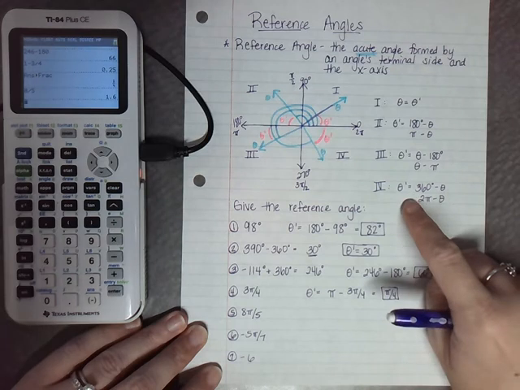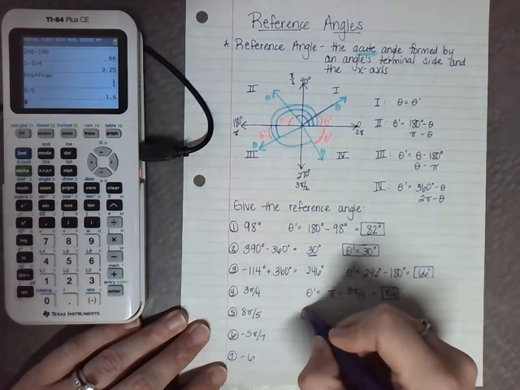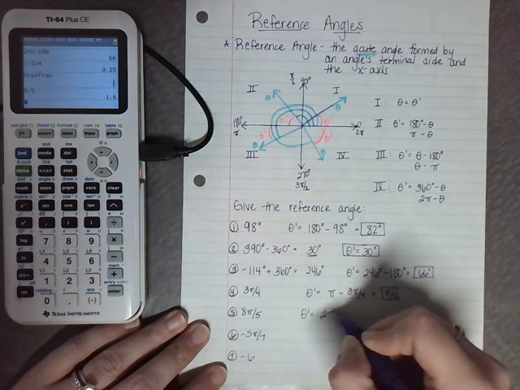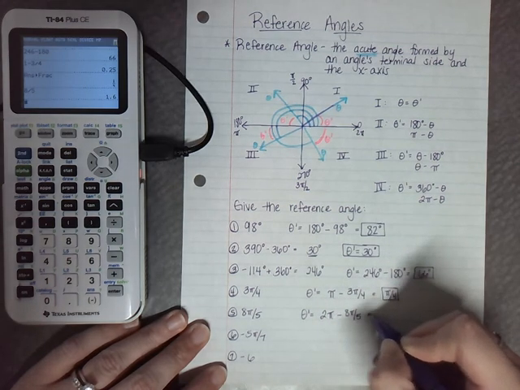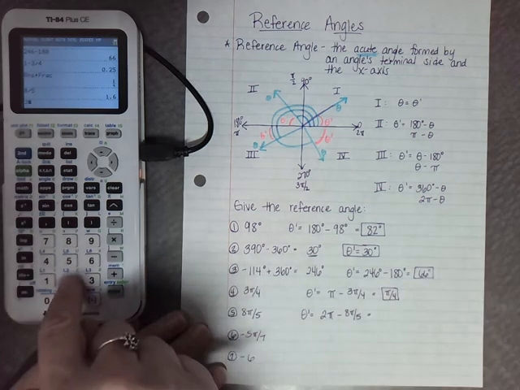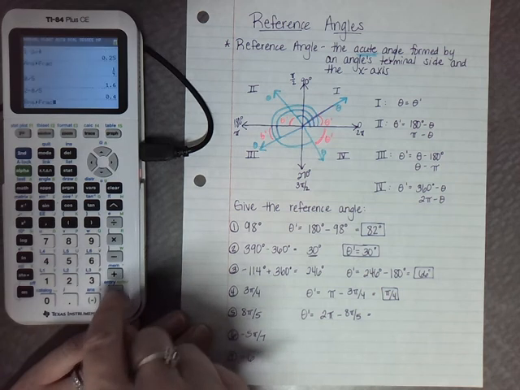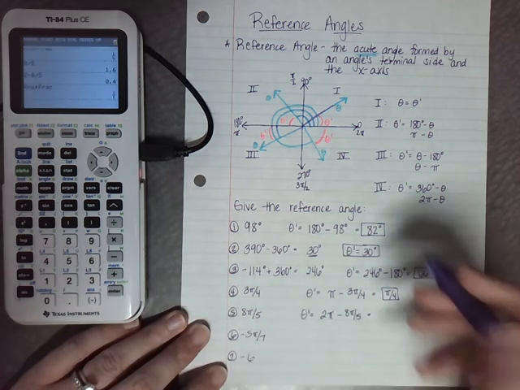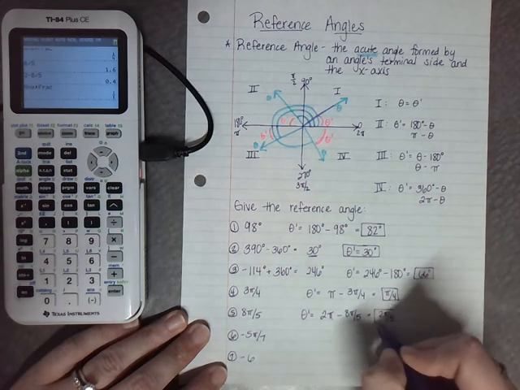So for a quadrant 4 angle, we want to do 2 pi minus theta. So for theta prime, we're going to do 2 pi minus the 8 pi fifths that we're given. So in the calculator, you would type 2 minus 8 fifths. Change that to a fraction, and you get 2 fifths. So 2 pi fifths is the reference angle.